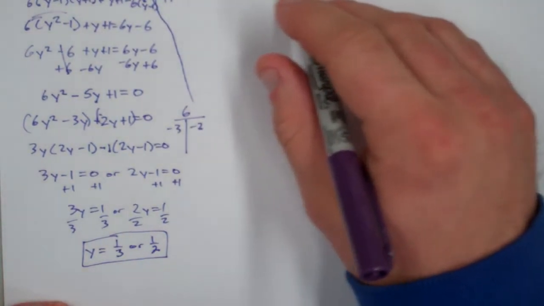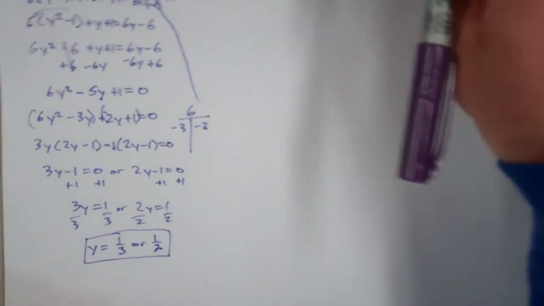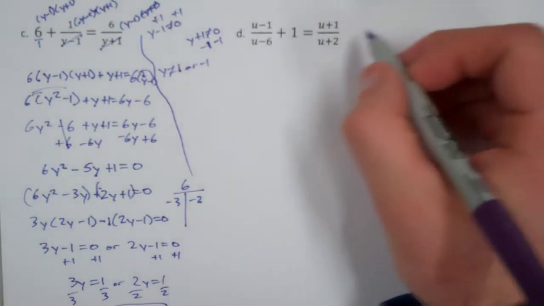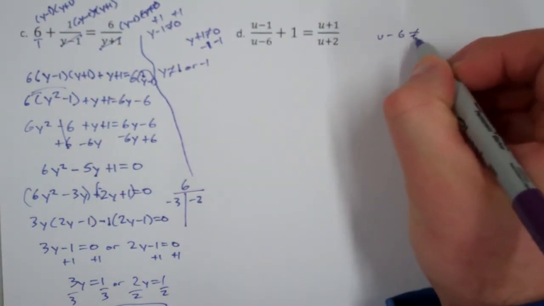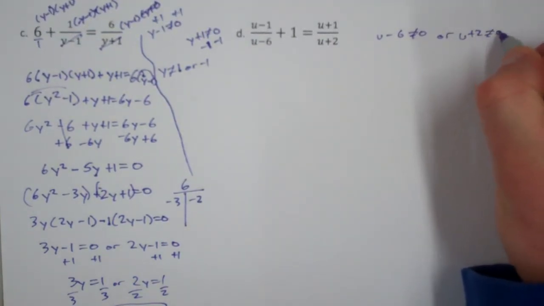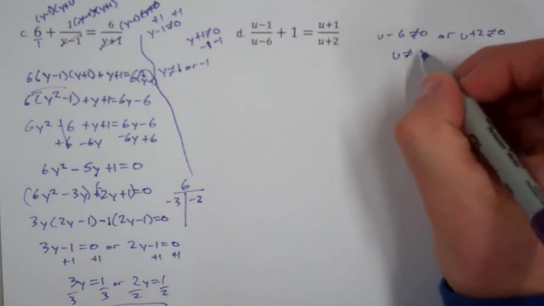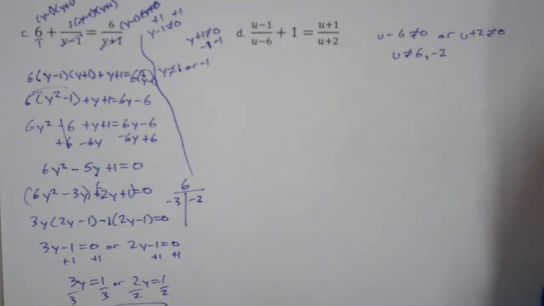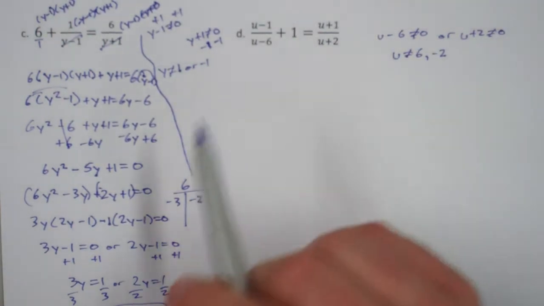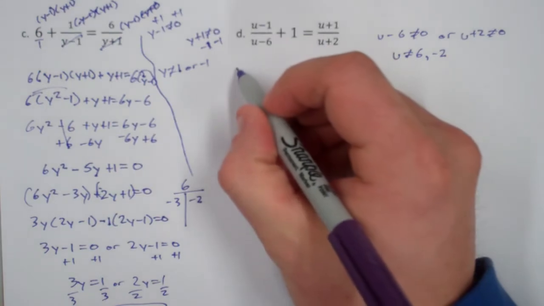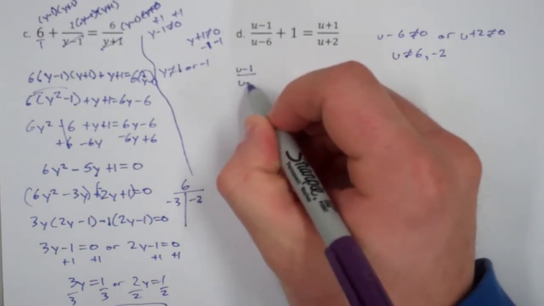As we work with the one on the right hand side, that was off the screen here, let me line this back up for you. So we know that u minus 6 cannot be 0, or u plus 2 cannot be 0. So u cannot be 6 if we add 6 to each side, or negative 2. We'll need to be careful of those excluded values. The technique I'm going to use here is to try to get all of the denominators to be the same. So let me write this out for you. I'll show you what that looks like.